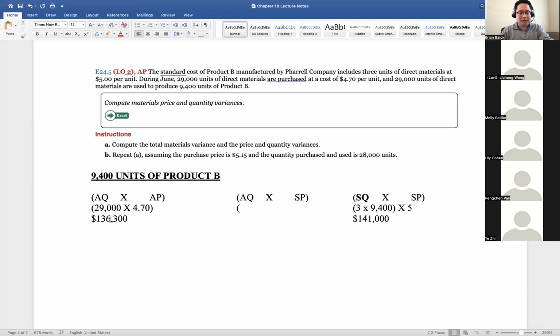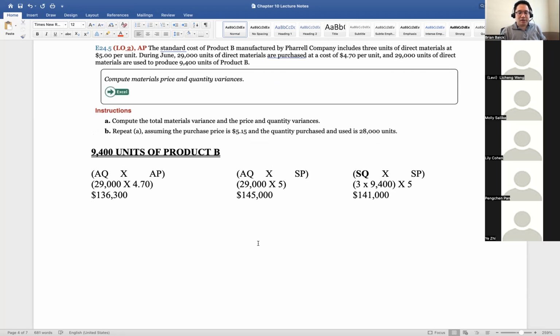Okay, in the middle, AQ is 29,000 and SP is 5, okay? So in the middle, we get 145,000, 145,000. Okay. Any questions on how I got these numbers? You might have any questions.